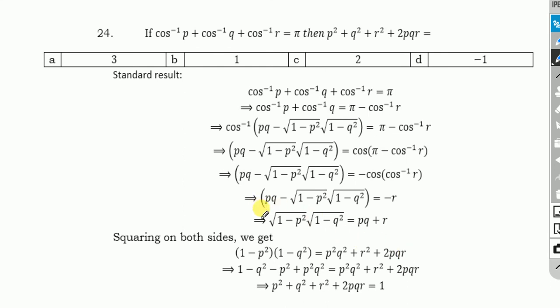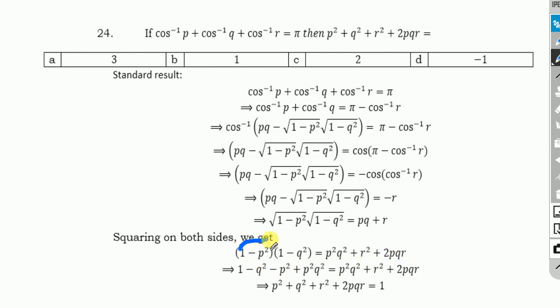Now pq minus root of 1 minus p square into root of 1 minus q square is equal to minus r, which means root of 1 minus p square into root of 1 minus q square is equal to pq plus r. So we'll square on both sides. I have (1 minus p square) into (1 minus q square) is equal to (a plus b) whole square here, that is p square q square plus r square plus 2pqr.